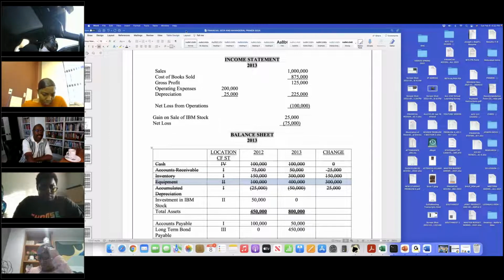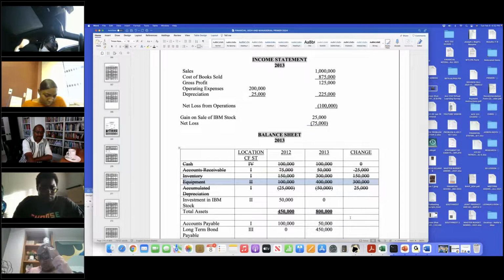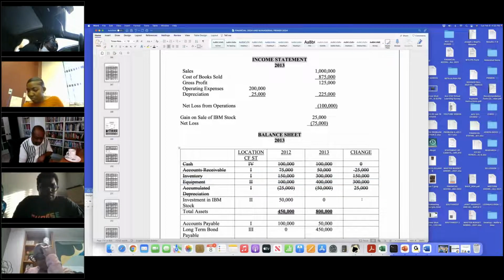Now we have this investment in the IBM stock. It went down, so we sold it. But how much cash did we get? Well, we look up here and we see we had a gain of 25,000. So if something cost us 50 and we had a gain of 25,000, the change had to be 75,000. So you've got to work with me on this a little bit.